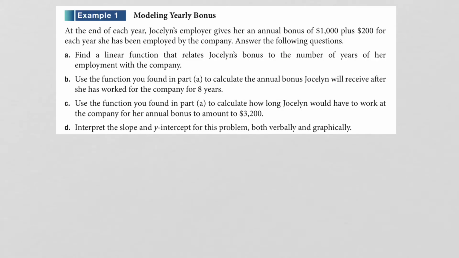So in the first example, it says at the end of each year, Jocelyn's employer gives her an annual bonus of $1,000 plus $200 for each year she has been employed by the company. Answer the following questions. Find a linear function that relates Jocelyn's bonus to the number of years of her employment. Okay, so let's make sure we define our variables here. So let's let x equal the number of years that Jocelyn has been employed, and f of x will be the amount of the bonus.